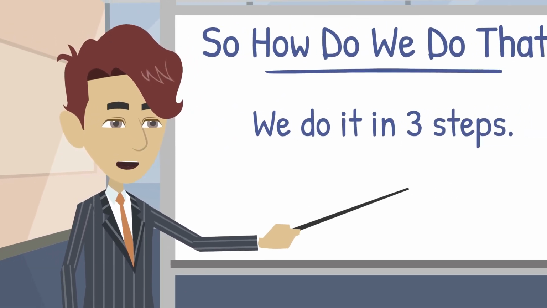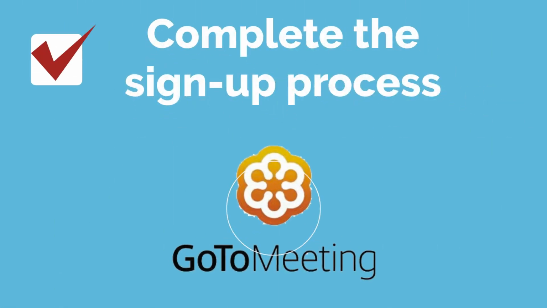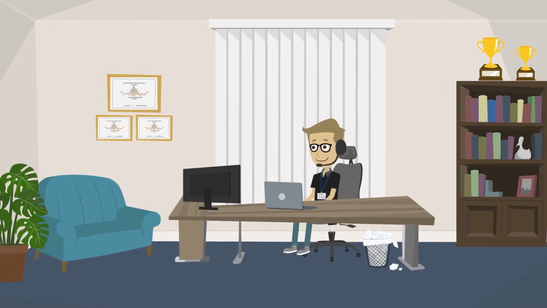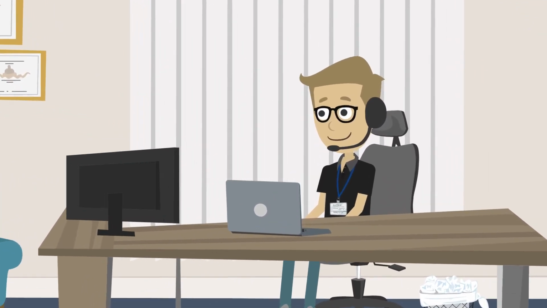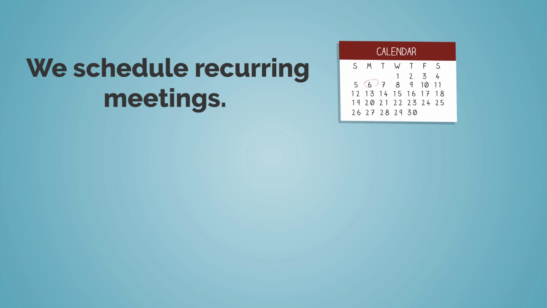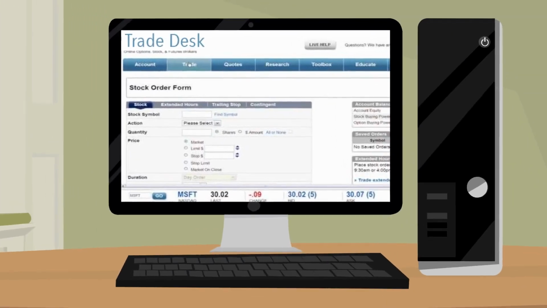So how do we do that? We do it in 3 steps. Step 1. Once you complete the sign-up process, we meet over GoToMeeting. We review your trading experience. We discuss the mentoring program and what you should expect. We schedule recurring meetings. We set up your platform, review the Dorian Way trading process, and put on your first trade.